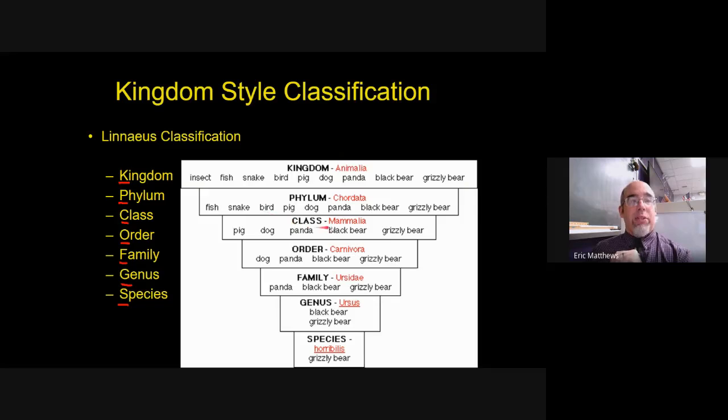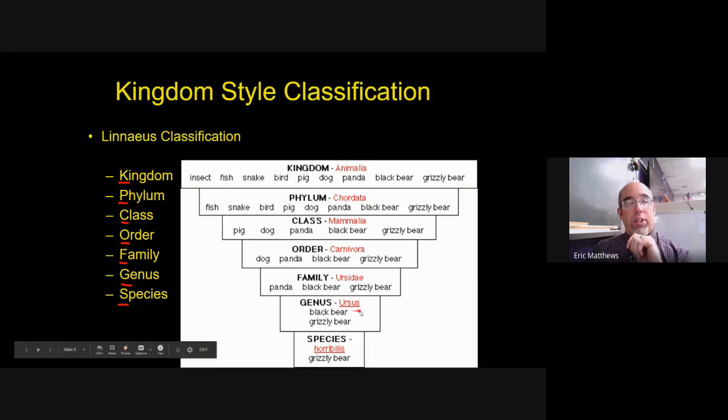Then down to class Mammalia. The fish and the snake are eliminated because they are, well, fish and reptiles, not mammals. Then the order Carnivora, we can get rid of the pig because a pig is an omnivore. Down to the family Ursidae. Now the dog is out. While the dog was an animal with a backbone and a mammal and a carnivore, it is not part of the bears, which is what Ursidae means.